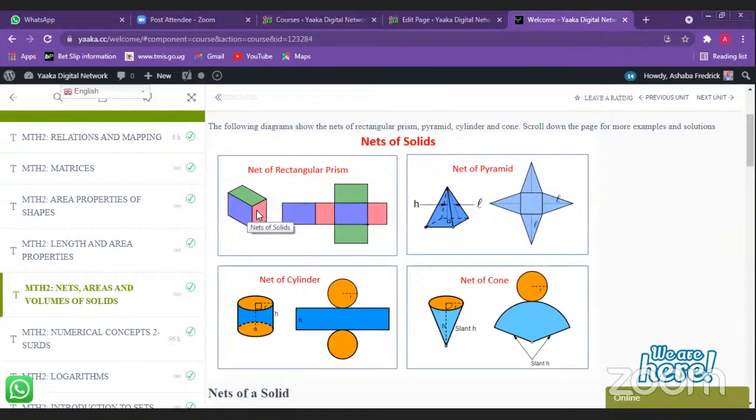So if you get a box and open it, what you get is what we call the net. If you get a box, you open it, and you'll be able to see it like this. We call that a net. So you have opened the box. Open this side, open the other side.